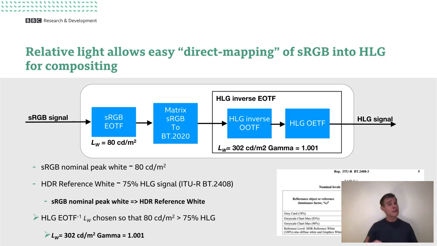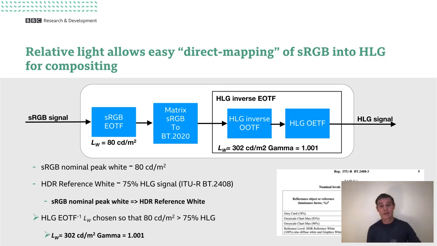Well, there's a little trick we can play with HLG, because you can't just take that 80 candelas per meter squared and linearly scale it to 203, because that actually changes the subjective appearance of the images. But with HLG, what we can do is adjust the nominal peak luminance of the EOTF such that 80 candelas per meter squared would actually directly correspond to a 75% nonlinear signal. And if you go through the maths, you find that that would correspond to running the HLG EOTF at 302 candelas per meter squared with a gamma of almost 1.0.